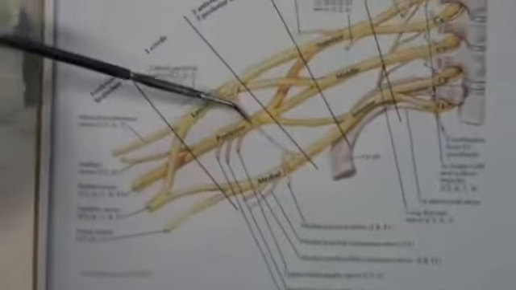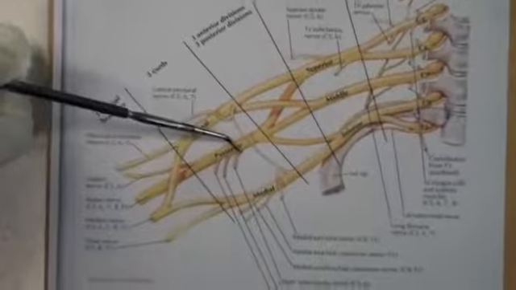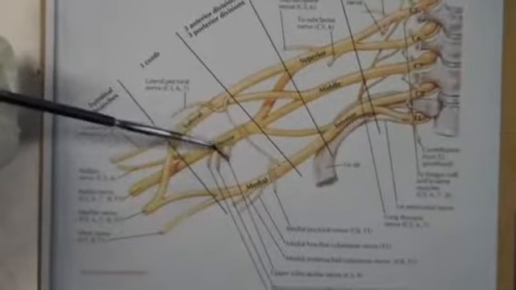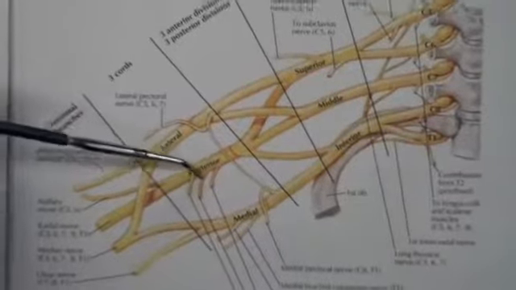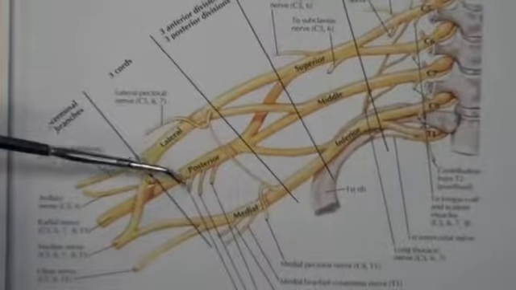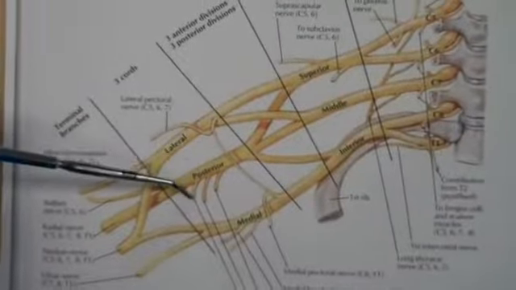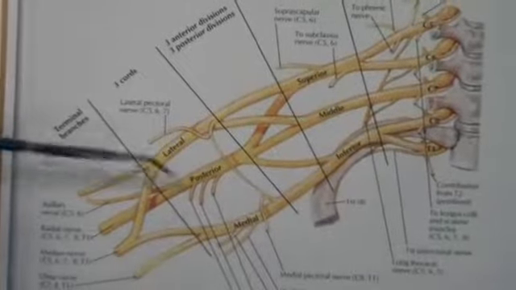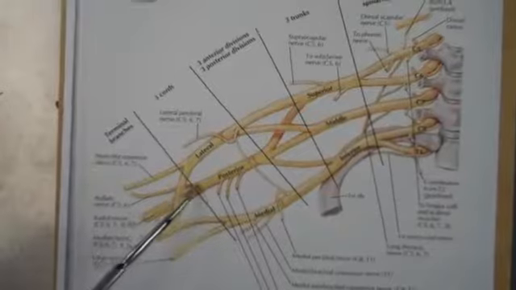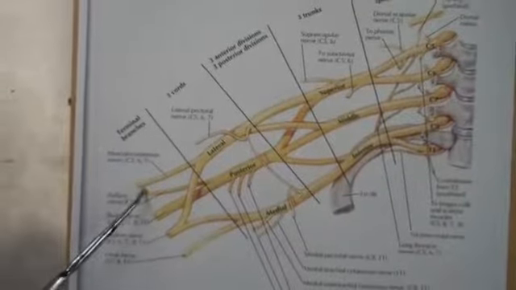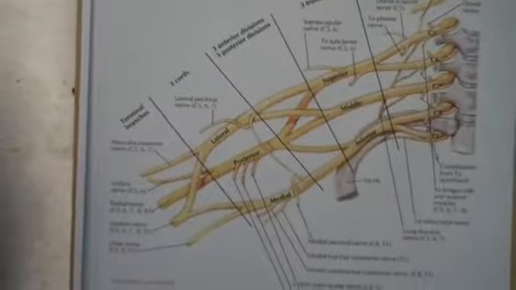So let's look at the picture again. So here's the posterior cord. Here's upper subscapular, innervating subscapularis, thoracodorsal, that innervates latissimus dorsi, lower subscapular, that innervates the subscapularis and the teres major. Here are the 2 terminal branches, radial nerve and axillary nerve. And I think that does it for this.